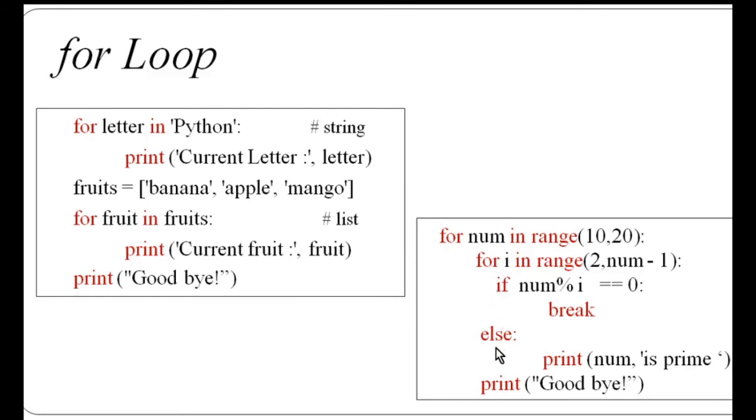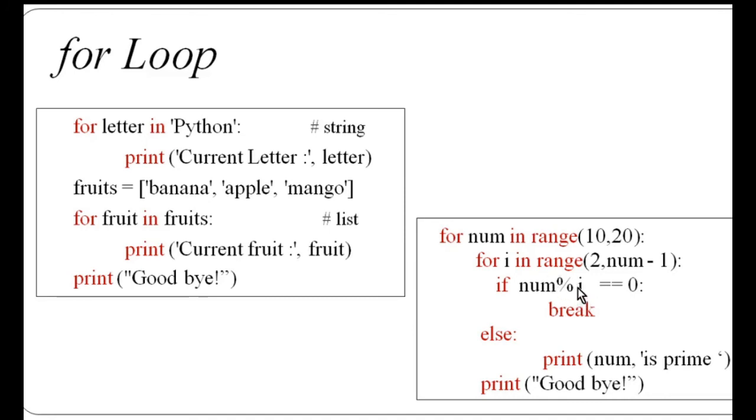This is an example for a nested for along with a for with an else. So for num in range 10, 20, for i in range 2, num minus 1, if num mod i equal to 0, break. Else print num is prime. What happens here? We are trying to print prime numbers from 10 to 20. So it takes a value 10 and that num will be divided by 2 and we take the remainder. The mod operator is nothing but the remainder after integer division.